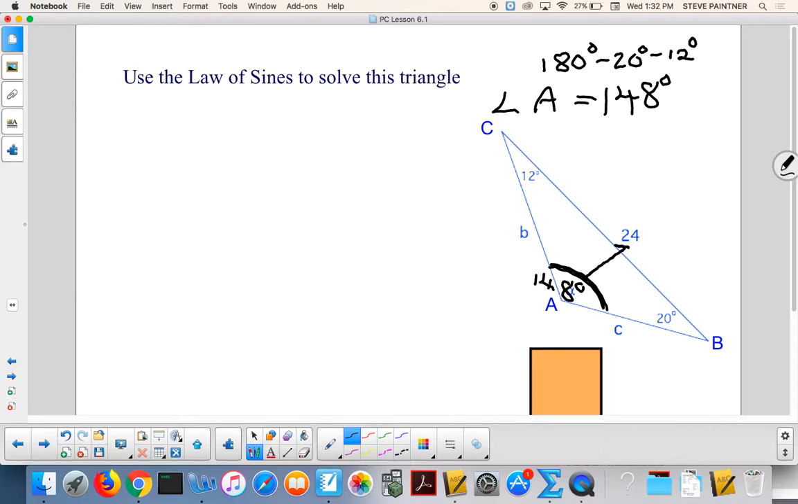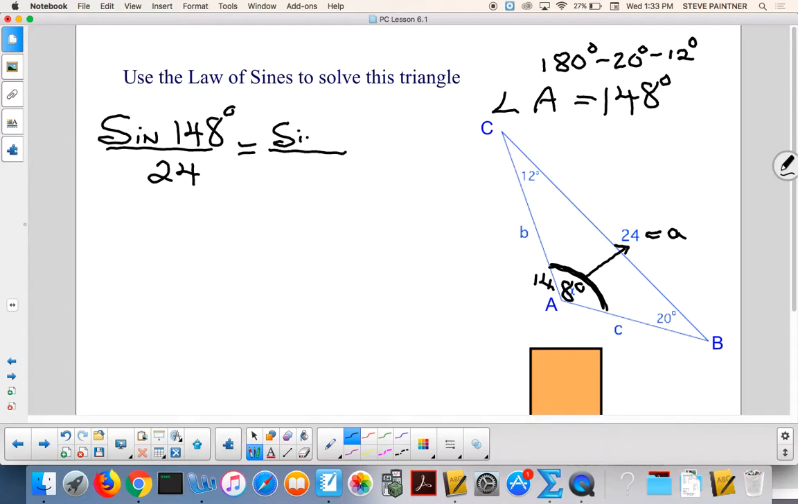look over there. There's side A. So right there, guys, is where you probably want to start. If you know an angle and the side opposite, that's where we go. And that is 24. Okay, B is what? 20, yep. 20 degrees, opposite of side B. C is 12. Side of 12, and opposite of C.